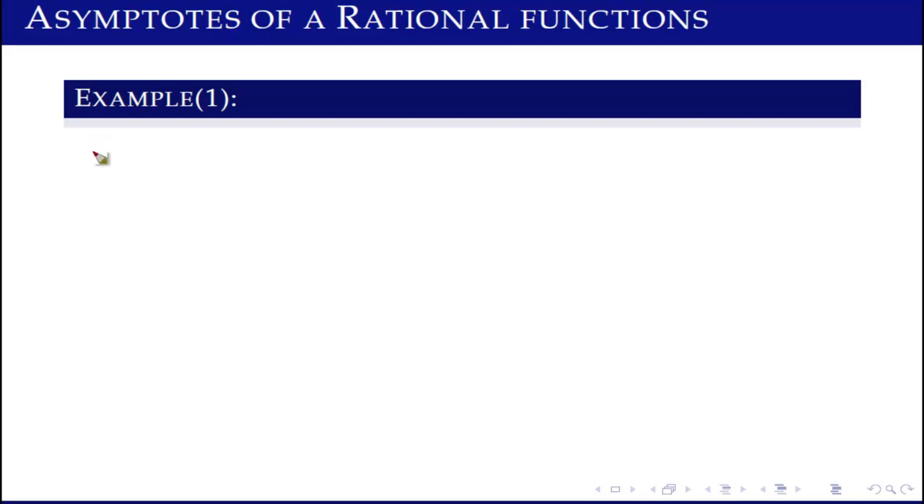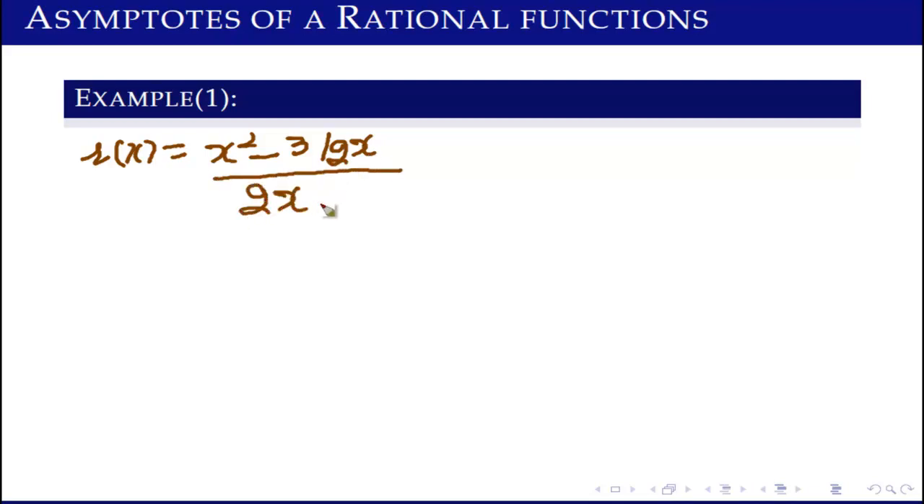Suppose हमारे पास ये एक rational function है r of x is equal to x square minus 3/2x over 2x plus 1, and we are interested in finding the asymptote of this rational function.